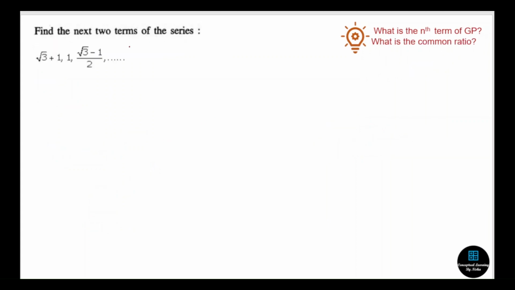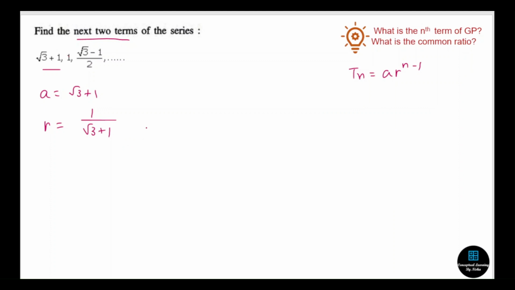Alright. Now here we have to find next two terms of this series. Okay. Again the nth term is nothing but Tn equals A R raised to n minus 1. Now here it is important to understand the common ratio. So we'll understand it. The first term is square root 3 plus 1. Now to find the R, I have to take the next term, which is 1, and the preceding term ratio. Okay, so this is the R value.